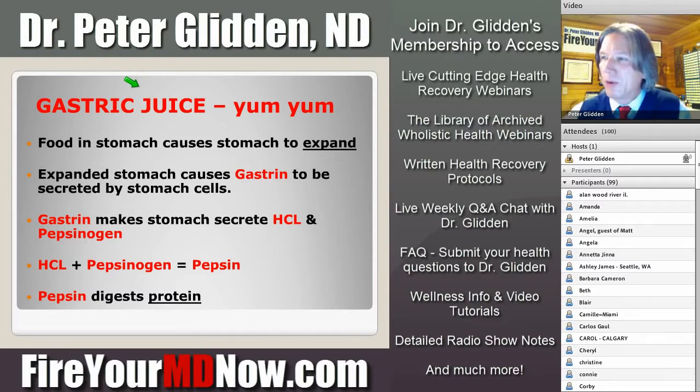When you swallow food, the presence of the food in your stomach causes your stomach to expand. That's kind of common sense. When your stomach expands, there are cells in your stomach which secrete a chemical called gastrin. So the stomach expands, and there are cells on the wall of the stomach that secrete a chemical called gastrin.